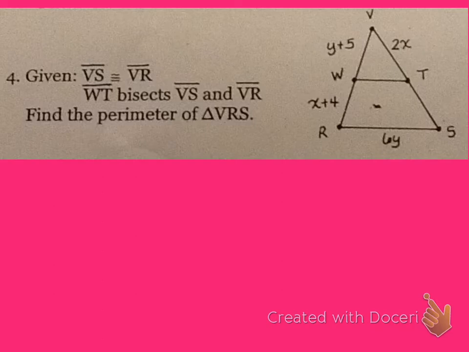It says segment VS is congruent to segment VR. This side and this side have the same length, and that's really important to remember. It says segment WT bisects segment VS and VR. So those two segments, which were congruent, is being cut in half by this guy, which means each of them now have two congruent smaller segments, and because the two larger segments or original segments were congruent, all 4 of those halves will be congruent when I cut them in half.